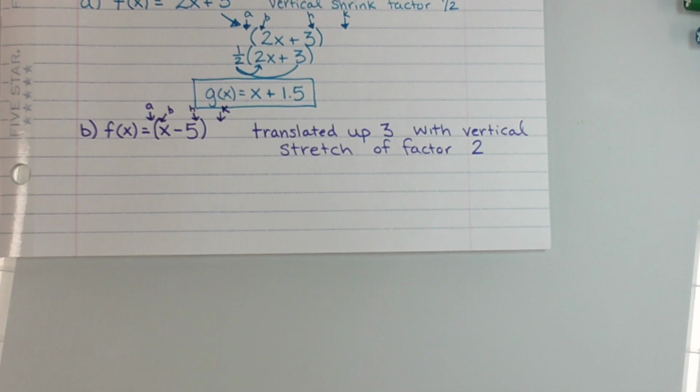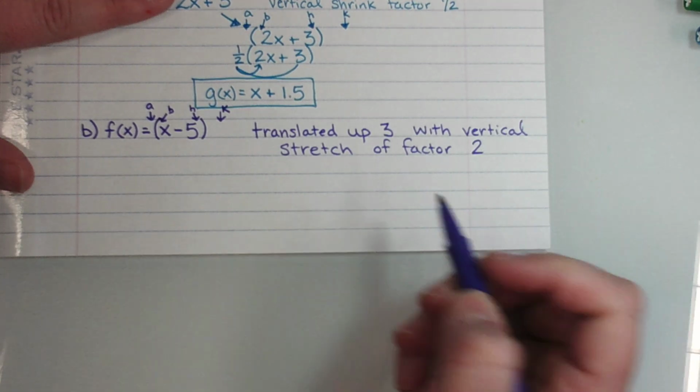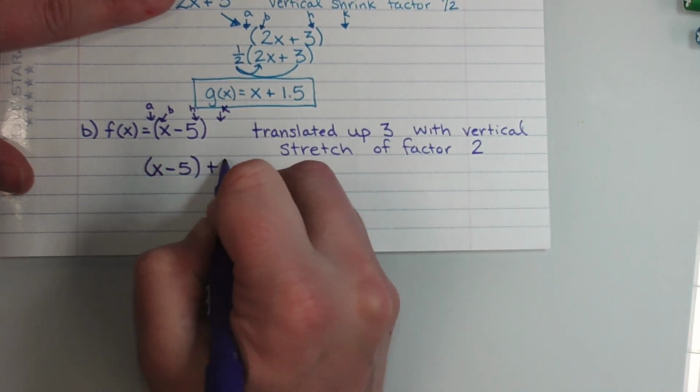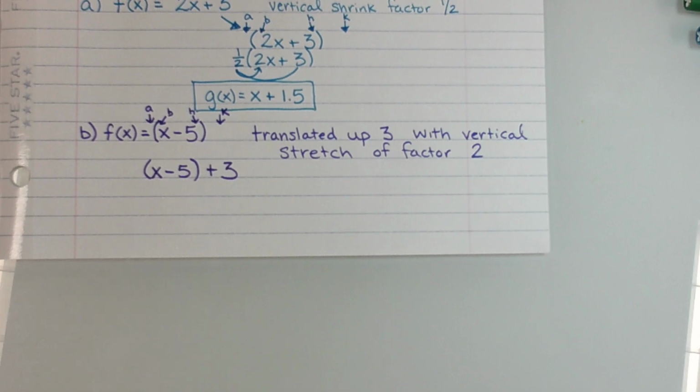I've got two transformations happening here. Up 3 and a vertical stretch. Moving up 3, is that A, B, H, or K? K. Moving up 3 means what's going to happen with K? Add that value. So I've got this x minus 5. I know I'm going to add a 3 to it because that's where the K goes.